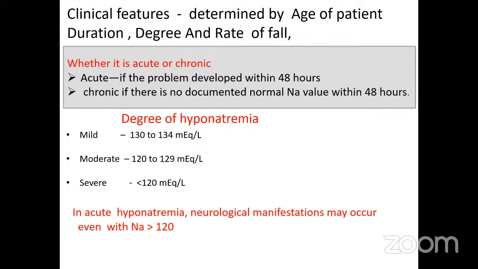We spoke about the levels or degree of hyponatremia, but if somebody has neurological manifestations, ataxia, slurring of speech, etc., even with a sodium of 120, you should take it as severe hyponatremia.